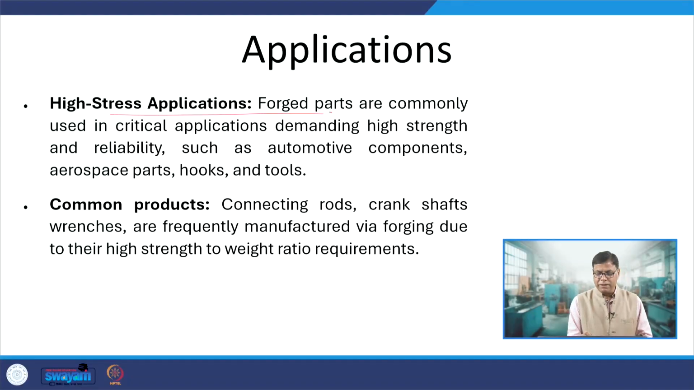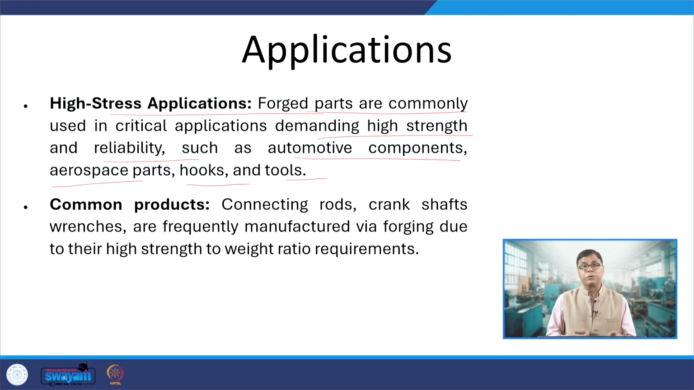As far as the application of forging is concerned, it is particularly used for making high stress components, products which are to be used under high stress conditions, for critical applications, because these have high strength, high toughness, high wear resistance and a high strength to weight ratio. So, forged parts are used especially when the demand for high strength and reliability is very high and a high strength to weight ratio is desired. Automotive, aerospace, hooks and tools are the kinds of sectors where forged components are preferred. Crankshafts and connecting rods are very common examples of forged components. Connecting rods, crankshafts and wrenches are frequently manufactured via forging due to their high strength to weight ratio requirement.